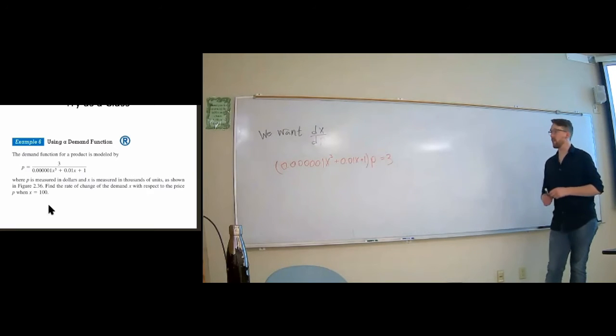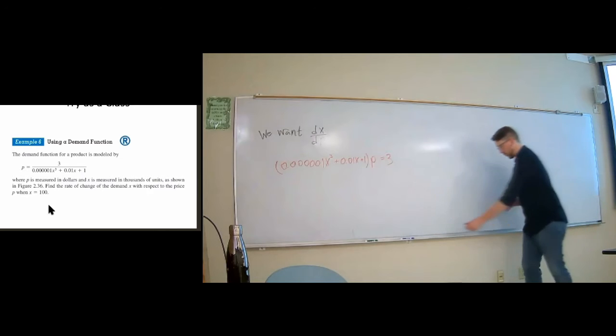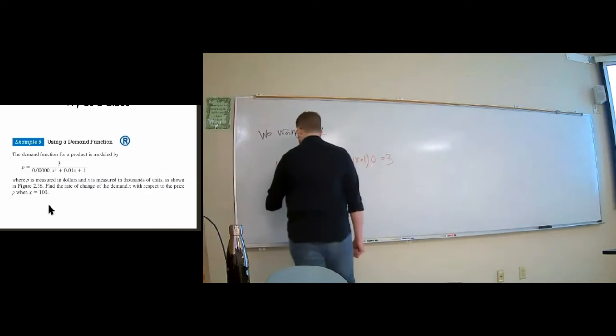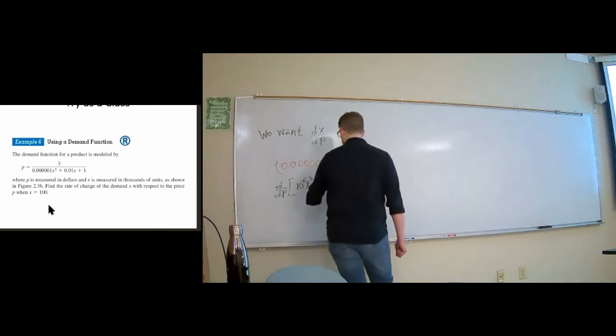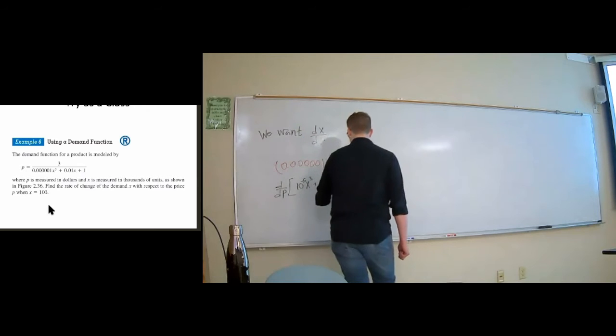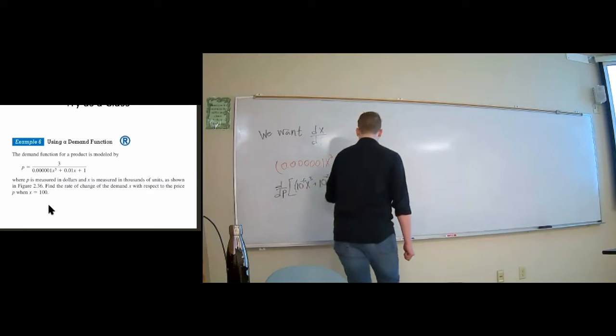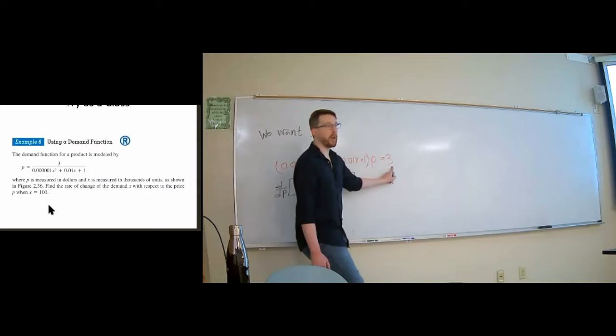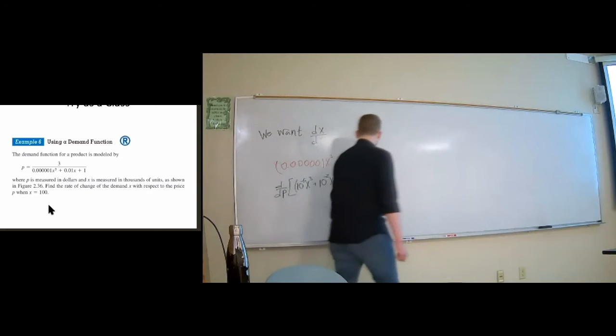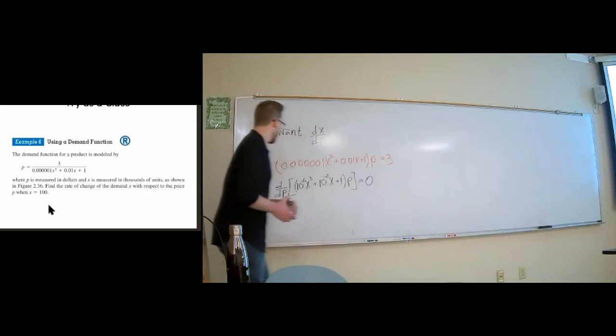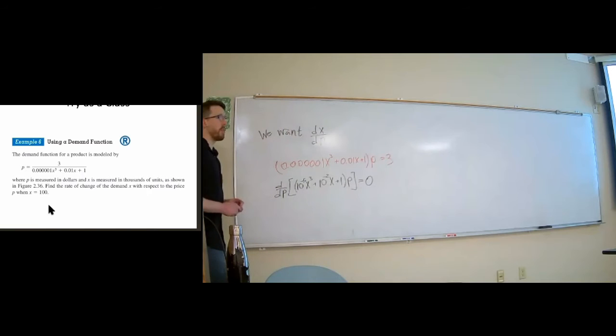Now we're going to differentiate everything with respect to p. d/dp of 10 to the negative fifth times x cubed plus 10 to the negative second times x plus 1, times p, is equal to, differentiating 3 with respect to p, it's going to be 0, right? Well, now we're going to have to apply the product rule.